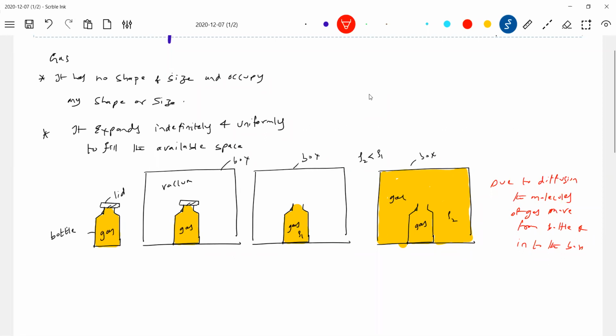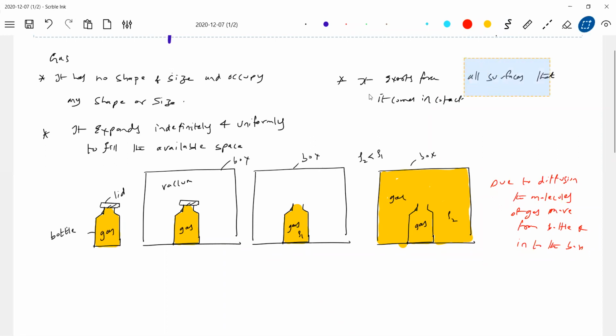Next, it will exert force on all surfaces it comes in contact with. The third very important property, let me write here. Gas exerts force on all surfaces that it comes in contact with. Again, it exerts force normally, because it's similar to a fluid, no? It exerts force normally on all surfaces that it comes in contact with. So here we can show it. Now, what are these arrows?